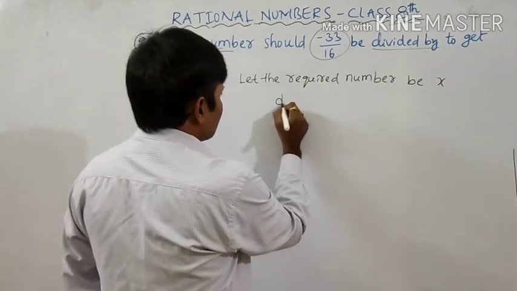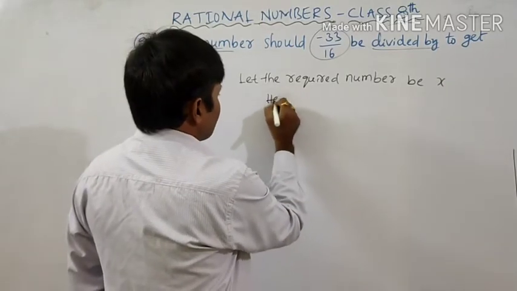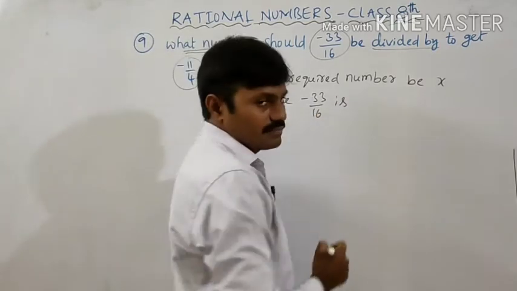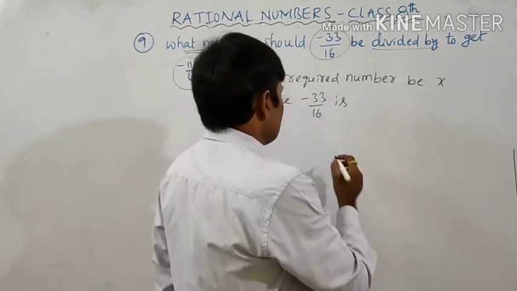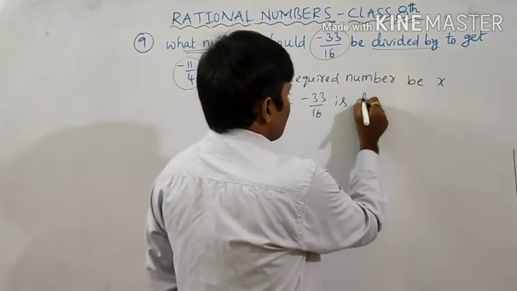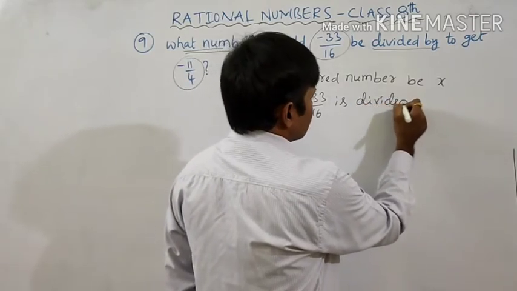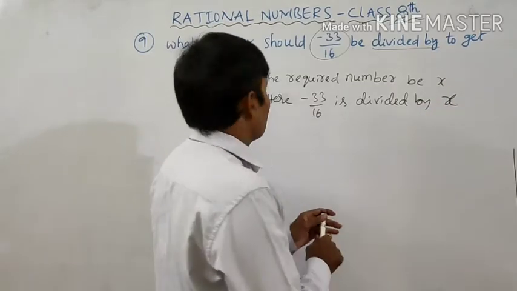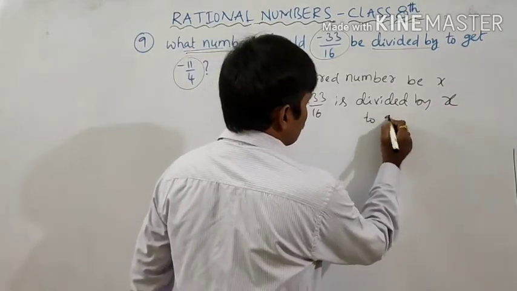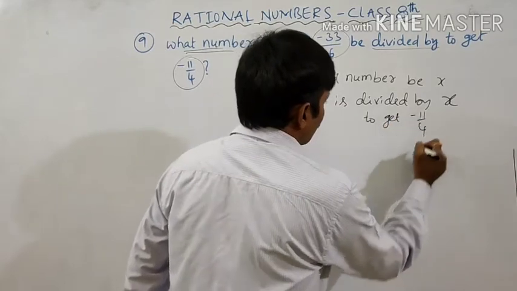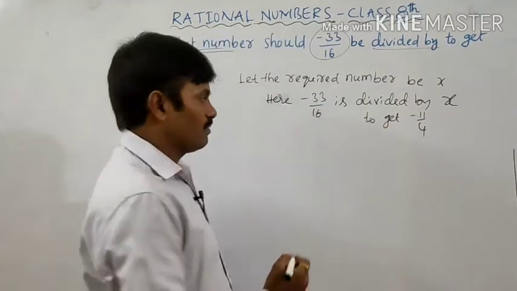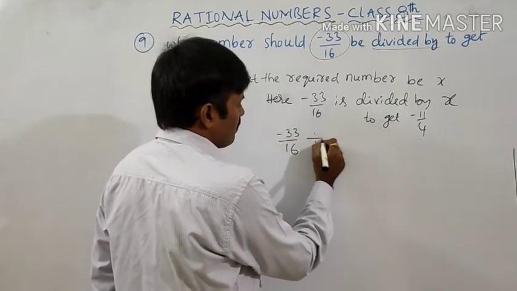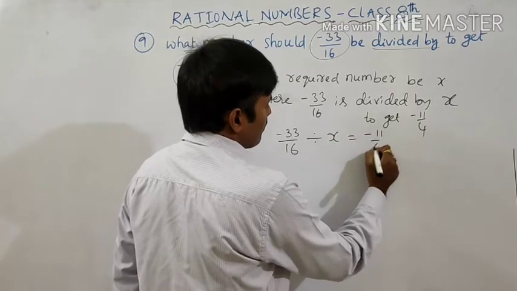So here what is the dividend? Here we can write it as minus 33 by 16 is divided by x to get minus 11 by 4. That means we can write this statement in mathematical sentence like this: minus 33 by 16 is divided by x to get minus 11 by 4.